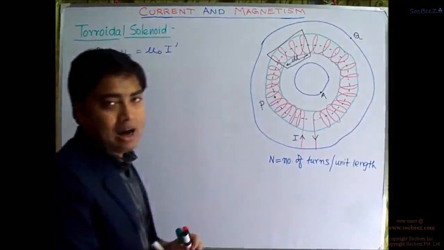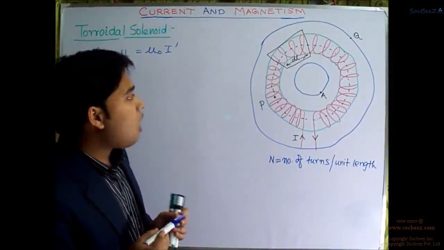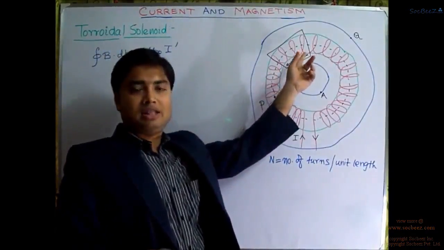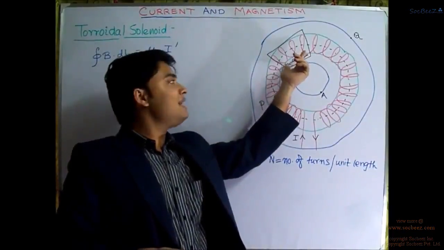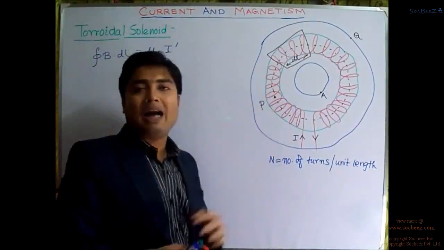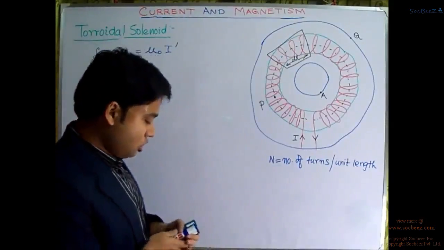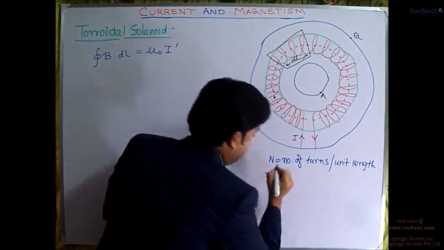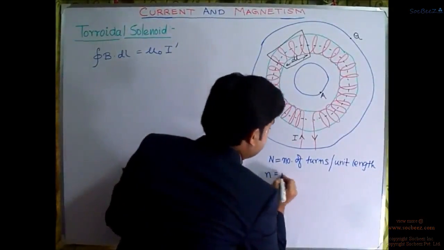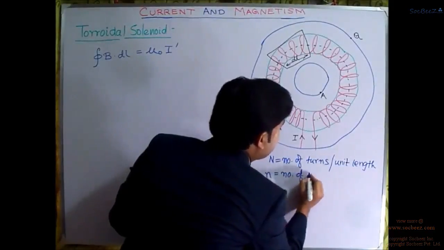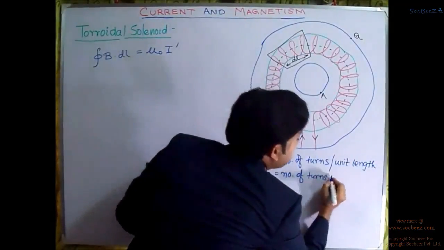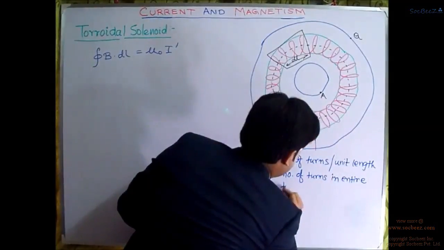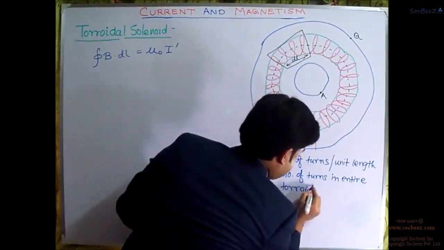And if this happens, then obviously how many turns are there in this? Say for example, this is capital N multiplied by dl. So we can find out, and if we take that small n, it is equal to the number of turns in the entire toroidal solenoid.